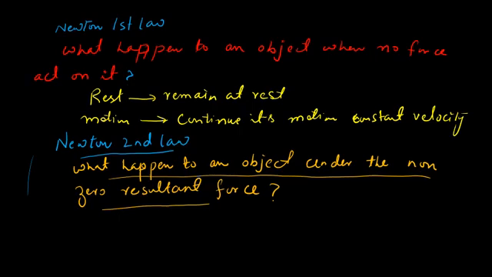Newton's first law was about what happens to an object when no force acts on it. The opposite situation is in Newton's second law: what happens to an object under the action of a non-zero resultant force. Non-zero resultant force means that when multiple forces are acting on an object, their resultant is non-zero. Then what will happen to the object? By Newton's second law we can find the answer to this question.